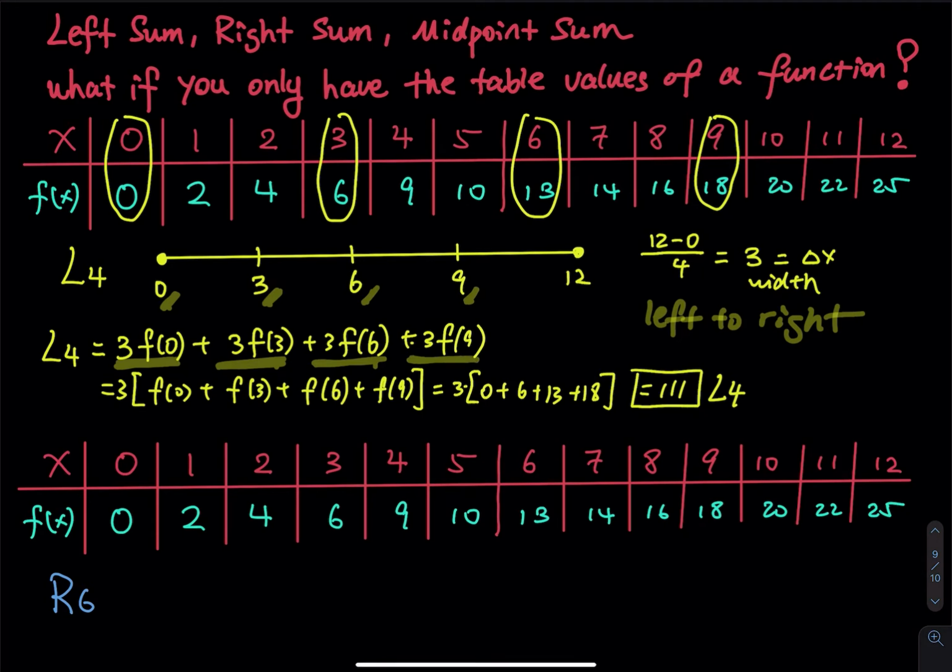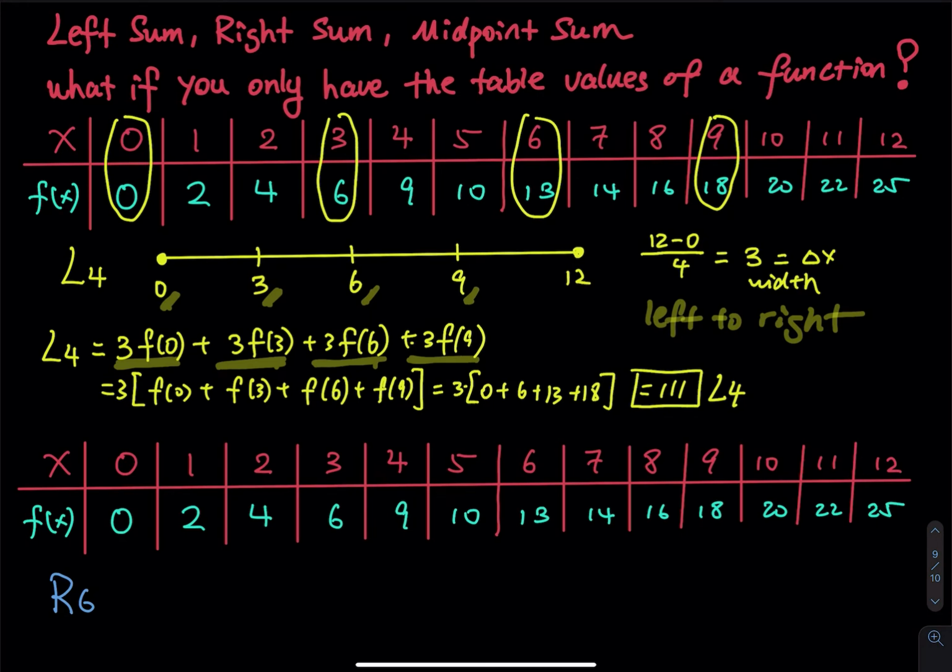If you use the 12, you have to shoot 2 units to the right, right? Because if you exceed the 12, you shoot 2 units to the right to 14, there is no area, because the domain, I am only interested from 0 to 12. You cannot go beyond 12, right? So that's why you don't take the 12.